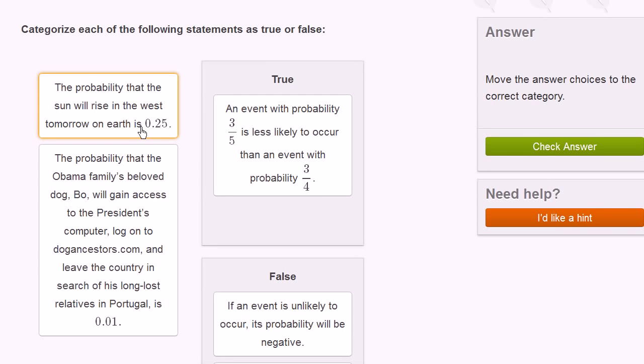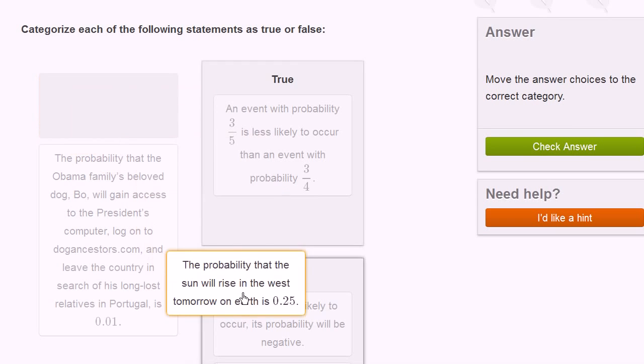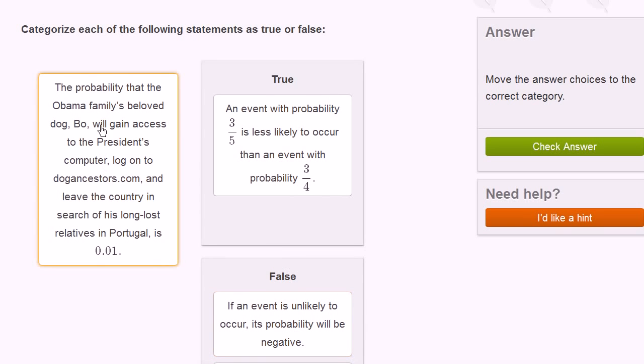0.25 is a fairly large probability. So if this was actually the case, then as we live our lives, we would be seeing days where the sun rises in the west, and we clearly don't see that. So this is false.